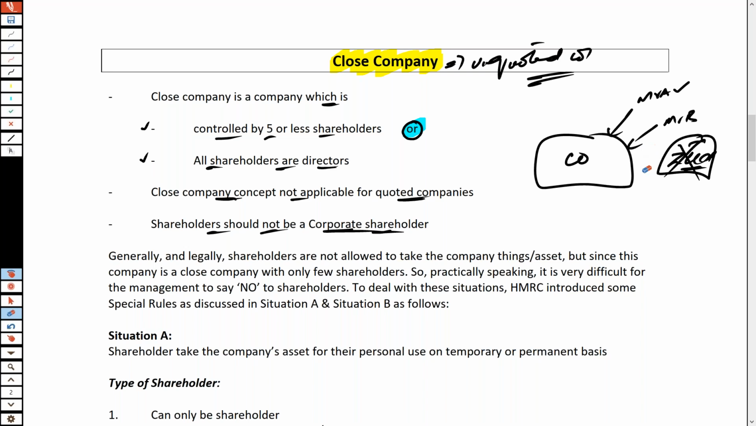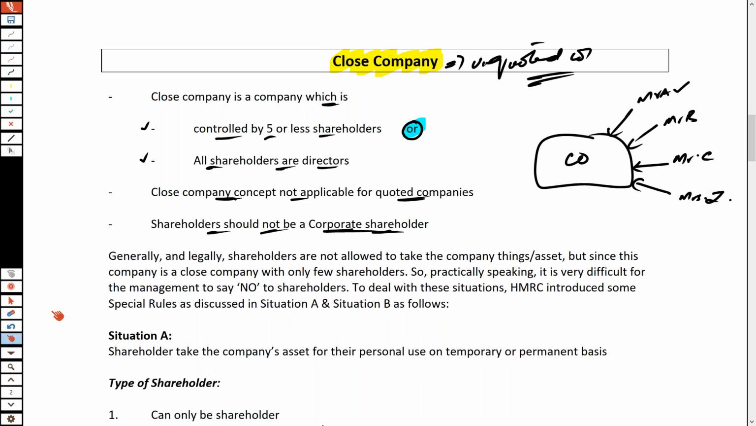So instead of any company, all of the shareholders should be individual shareholders, not corporate shareholders. So these are the prerequisites for considering a company as a closed company: it is controlled by 5 or fewer shareholders, or all of the shareholders are directors in that company. The closed company concept is only applicable for unquoted companies, and none of the shareholders should be a corporate shareholder.